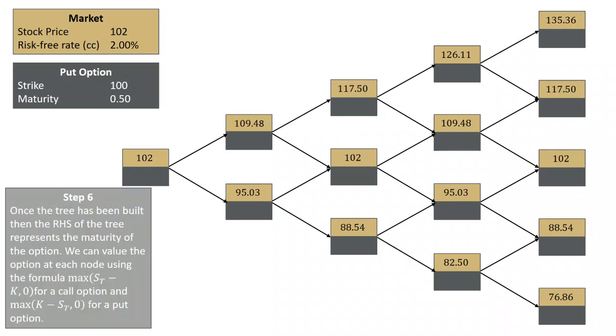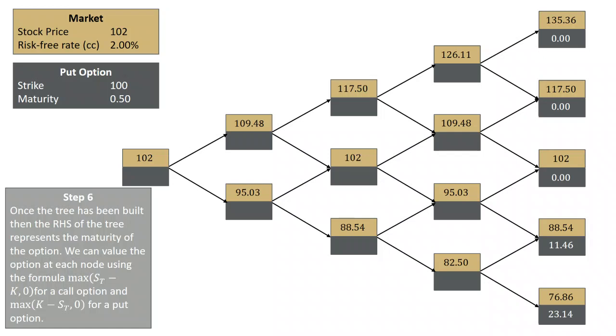Now, the right-hand side of the tree, that last slice, represents the maturity of the option. This is a put option with strike 100, so we can use the formula maximum of K minus ST and 0. If the stock ends up at 135.36, we're not going to exercise, and the put is worthless. The same is true for 117.5 and 102. We will exercise the option if the stock is at 88.54 or 76.86. So we have values there.